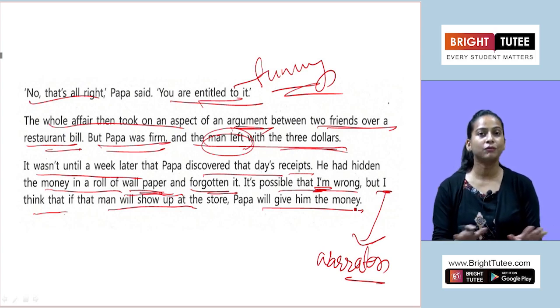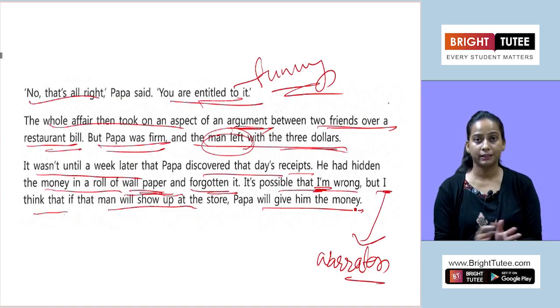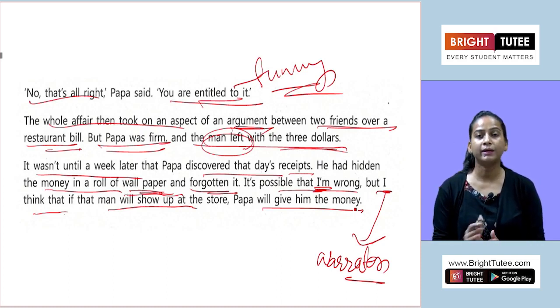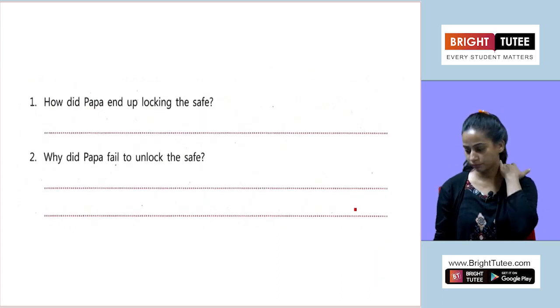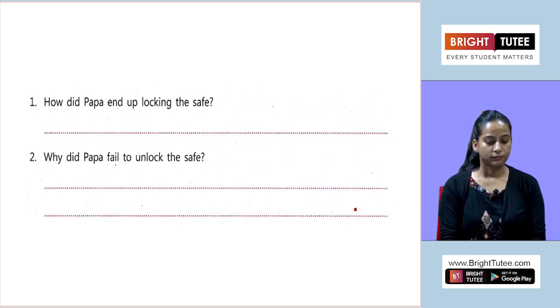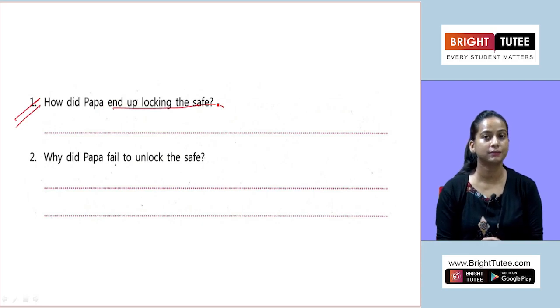So this was a very humorous story. We have seen the different characters involved in different events, the conflict and the outcome here. Now let's move to the questions based on the same. The first question they have asked, how did Papa end up locking the safe? Instead of opening it, what was done by Papa and how wrongly he closed it?